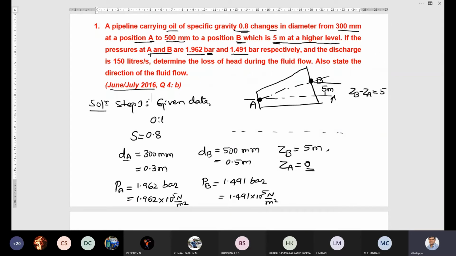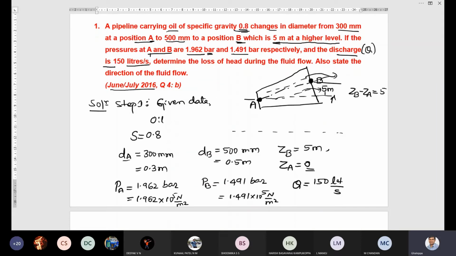And the discharge is 150 liters per second. It means the fluid flowing through this pipe, what is the discharge? The amount of oil flowing through this pipe, that is Q he has given. Discharge will be represented by the symbol Q. Q is 150 liters per second.